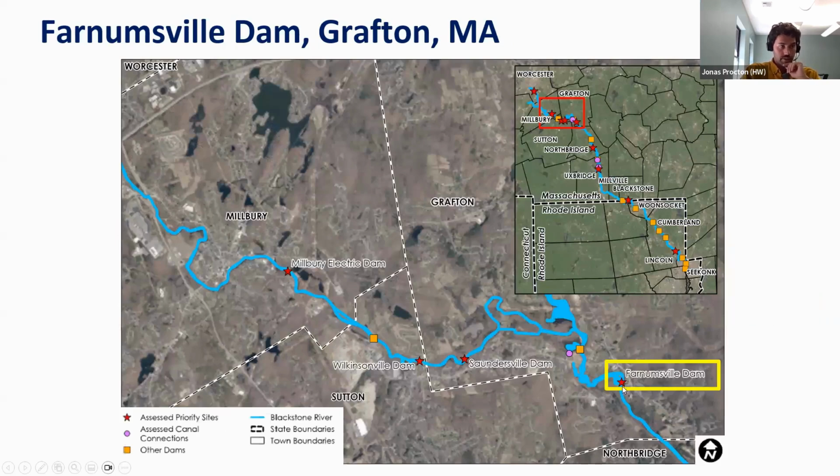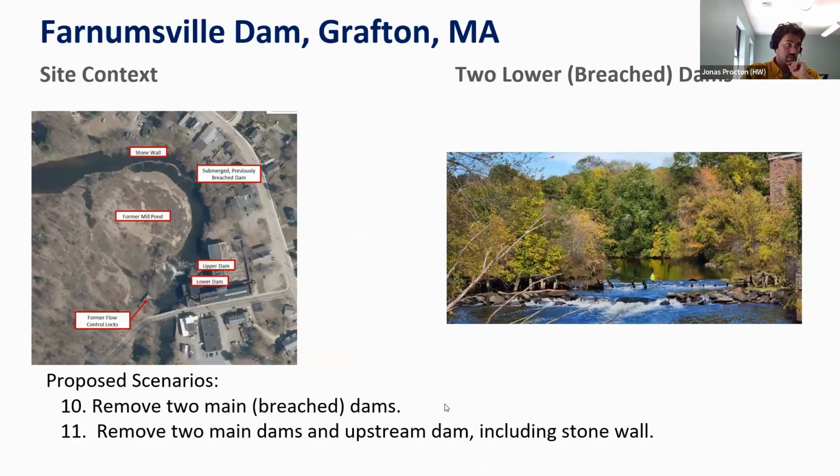The last one in this area is the Arnhemsville Dam. That is really a series of two or potentially three dams. In this photo, taken from standing on this bridge looking upstream, you can see there's basically a lower and an upper dam, and that shows up pretty well in this picture. They are crib wall dams that are essentially partially breached already, stone and wood crib walls.